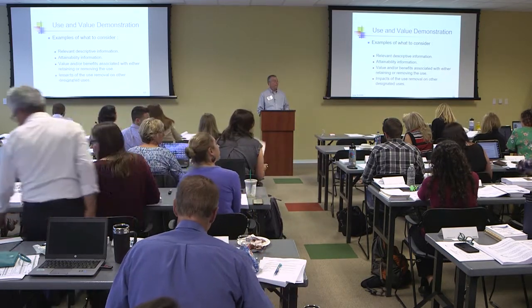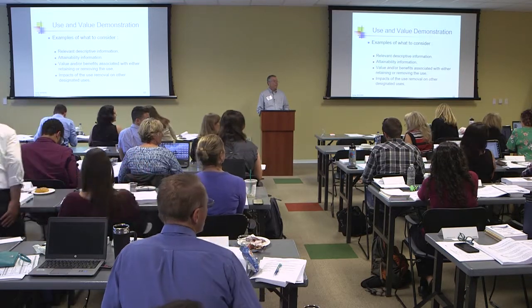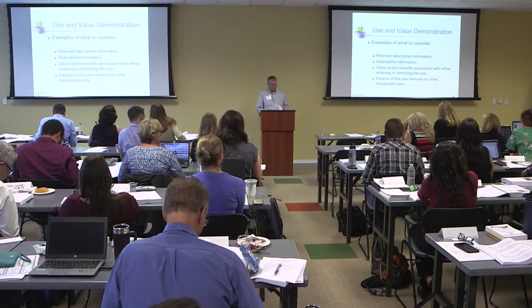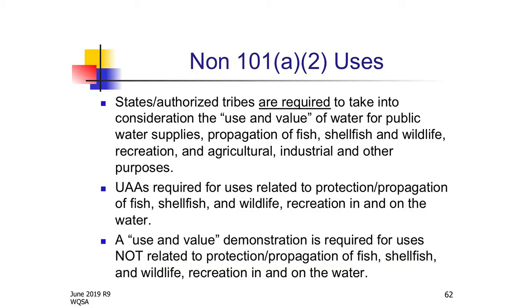Can you clarify what is a non-101A2 use? I'm looking at slide 62, the one before. Okay. Which says, the use and value of water for public water supplies, propagation of fish, shellfish, and wildlife, recreation, and ag, industrial, and other purposes. But then a 101A2 use talks about protection and propagation of fish, shellfish, and wildlife. So what is the difference?